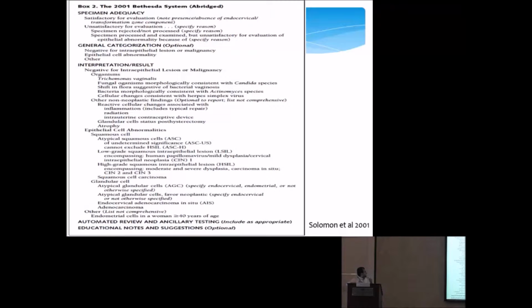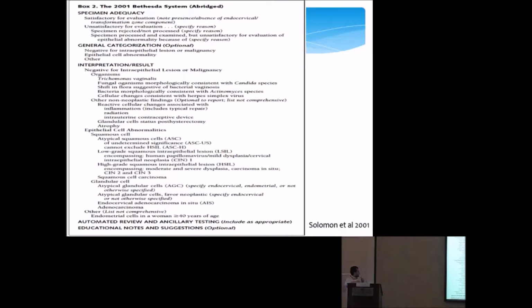The abnormalities are divided into epithelial abnormalities, where there are squamous cells and glandular cells. For the squamous cells, there are 4 categories: atypical squamous cells of undetermined significance, or cannot exclude high-grade lesions. Then the low-grade squamous intraepithelial lesions, which represent CIN1 or human papillomavirus, mild dysplasia, or cervical intraepithelial neoplasia 1. Then there is the high-grade, HSIL, which encompasses CIN2, CIN3, and carcinoma in situ. The last one is cervical squamous cell carcinoma detected by the pap test.